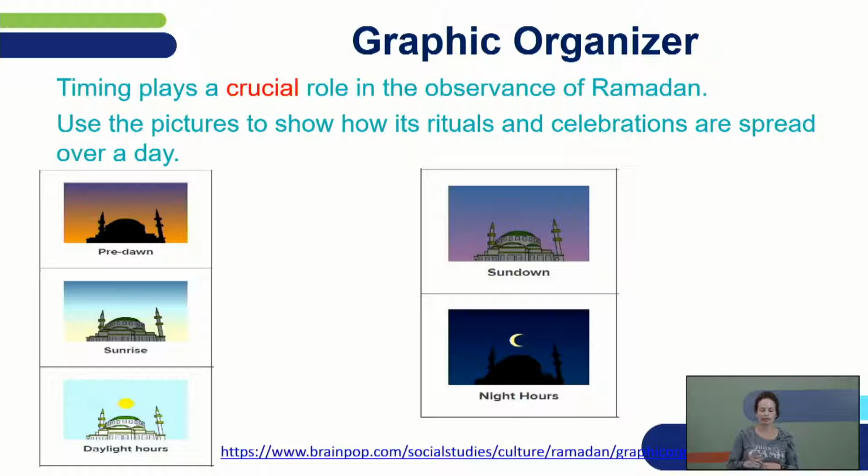I want you to use the pictures below to show how its rituals and celebrations are spread over a day. I'm gonna give you about a minute to think what happens during these different times of day. What happens at pre-dawn? What happens at sunrise? What happens at daylight hours? What happens at sundown? And what happens during the nighttime hours? So 1 minute, think, and then we're gonna go over it together.